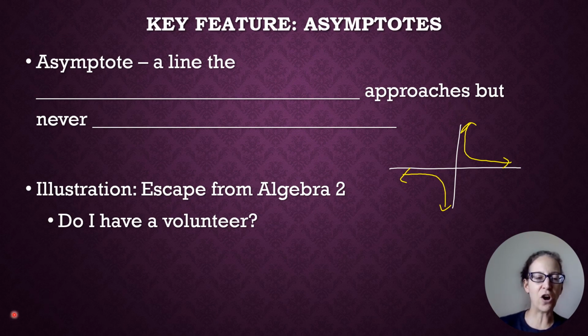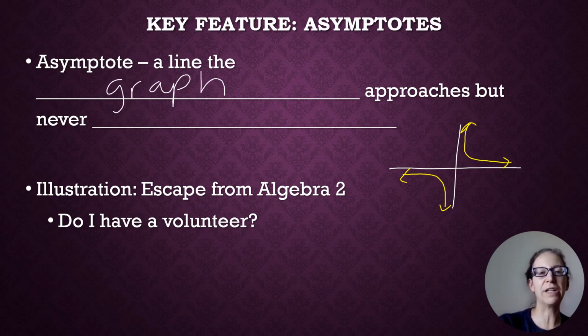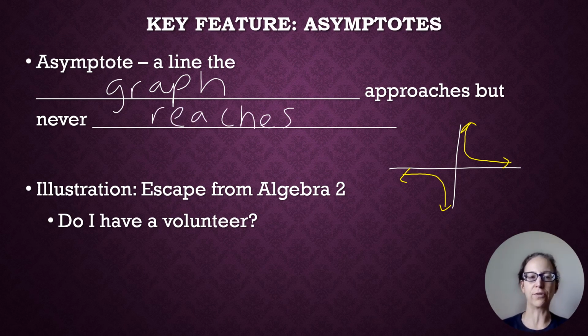And that is our first glimmer at what an asymptote is. So a key feature of rational functions is something called an asymptote. And that is a line that the graph approaches but never reaches. It never gets to the line. So it gets closer and closer and closer and closer.